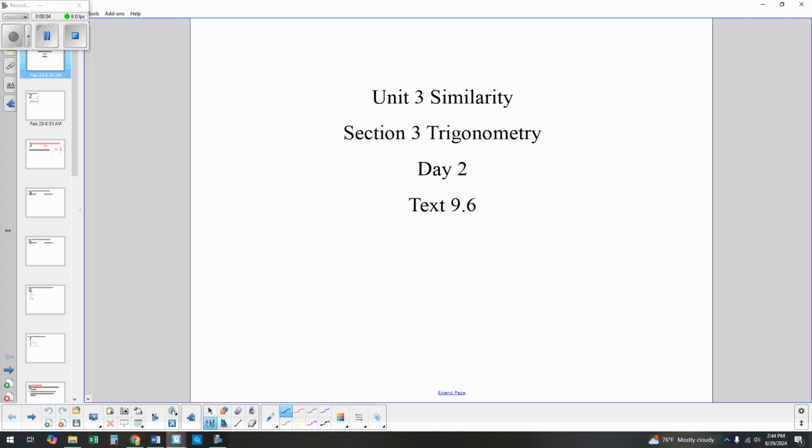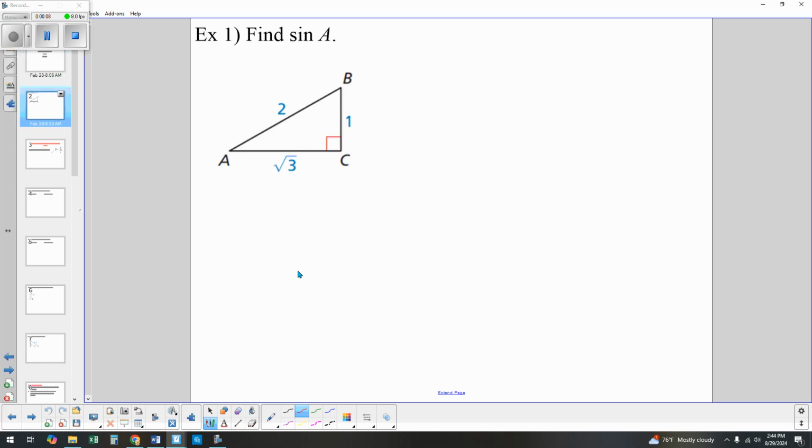Today's lesson is 9.6. So here they want us to find sine of A. So we're going to circle A. We're going to label O, A, and H. We know for sine we use O and H. So the sine of A would be 1 over 2, or 1/2.